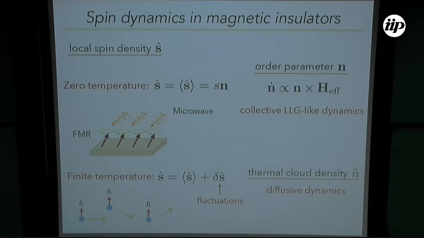Now, if we switch the temperature on, you will have also fluctuations on top of the ground state value of the local spin density. And the quanta of such fluctuations are thermal magnons. Thermal magnons can be visualized as quasi-particles that move diffusively through a magnetic insulating system. And indeed, their dynamics is treated as diffusive dynamics. Both the uncoupled dynamics of the order parameter and the thermal magnons are well known and well described.